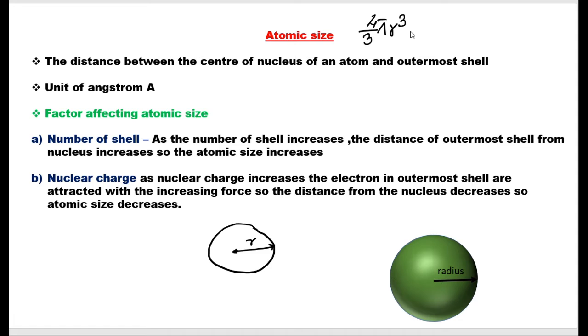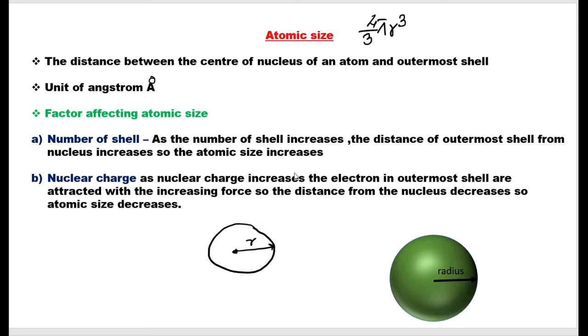Now, the basic thing that you can easily understand is that as the radius of the sphere increases, the volume increases. So I can say that as the radius increases, the atomic size of an atom will always increase, and this atomic size is measured in the unit of angstrom. We need to know the factors which are detrimental in affecting the atomic size of an atom. There are 2 main factors which decide how the atomic size varies.